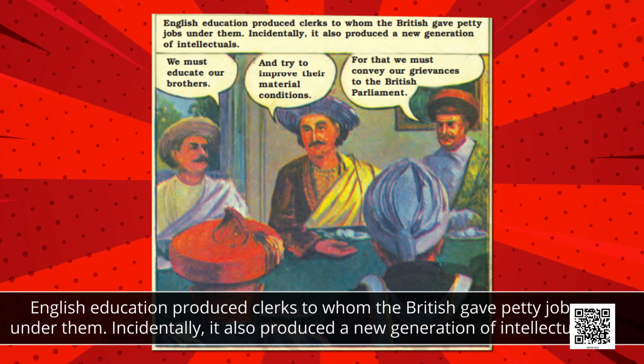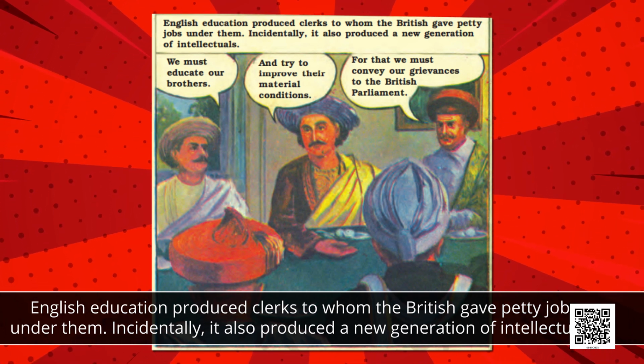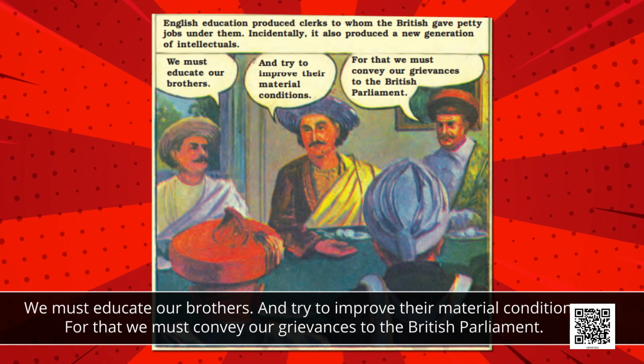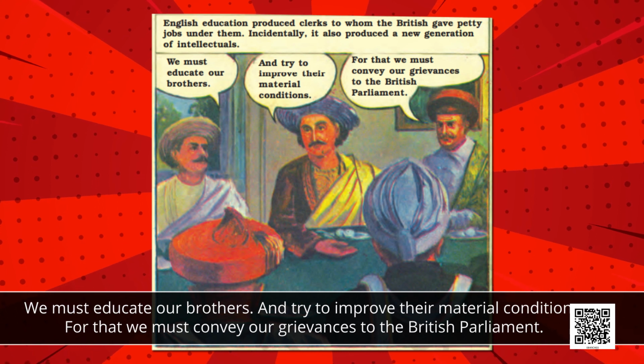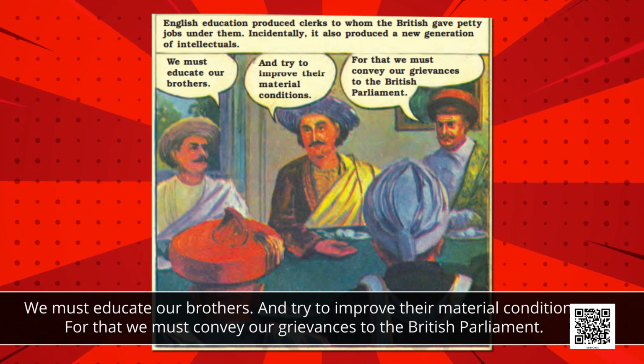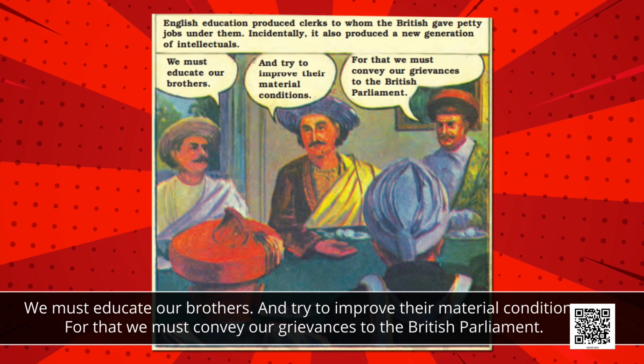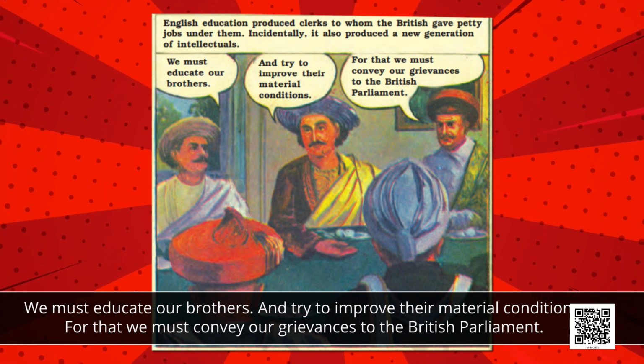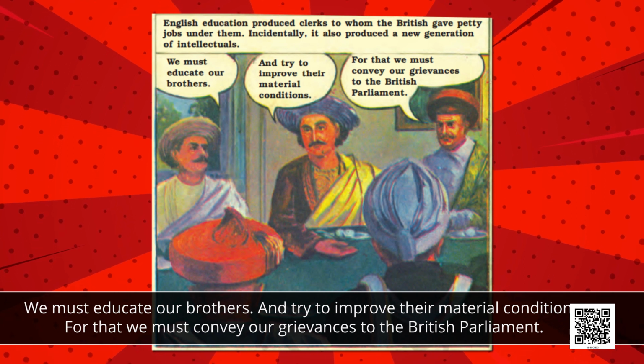Here in this picture, we can see them discussing how they can improve the lot of their countrymen. They are saying, we must educate our brothers and try to improve their material conditions. For that, we must convey our grievances to the British Parliament. Once Indians learned English, they were able to widen their knowledge.